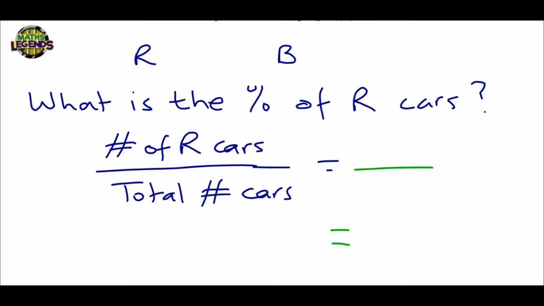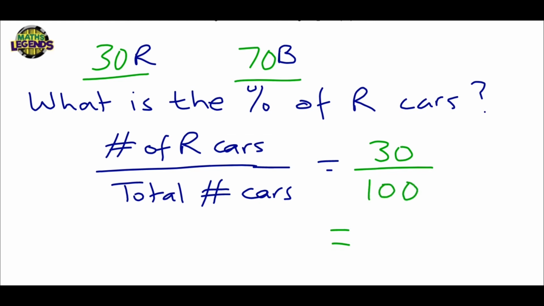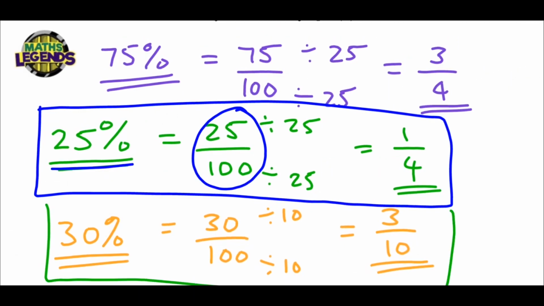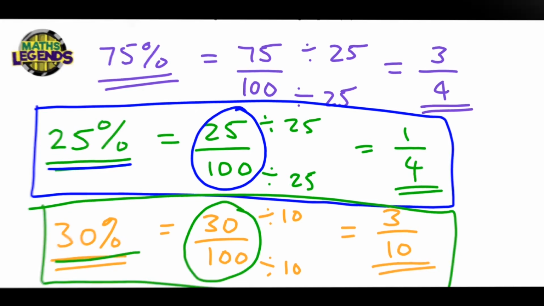Let's look at another example. Let's say we have 30 red cars and 70 blue cars. And we are asked again, what is the percentage of red cars? So here the number of red cars is 30. The total is 30 plus 70, which is 100. So again, this is already out of 100. So you can write this as 30%. This is consistent with what we saw earlier. 30 out of 100 is 30%.